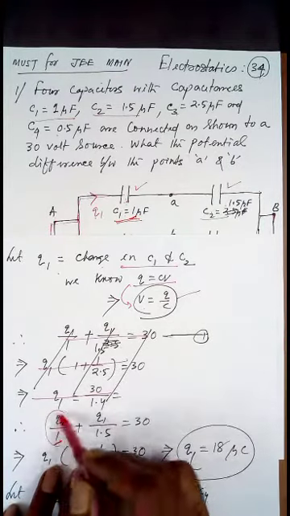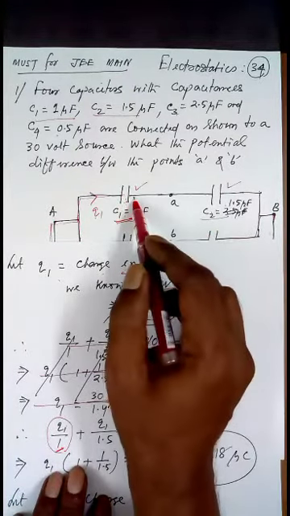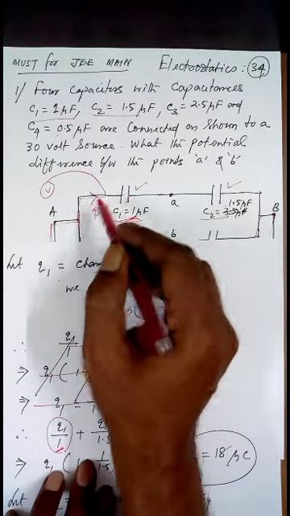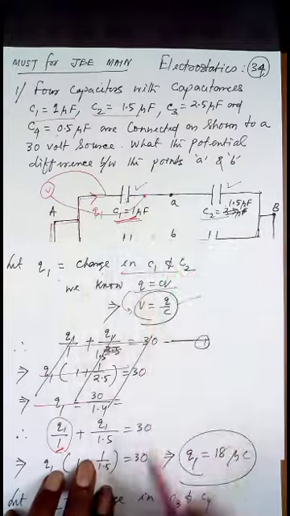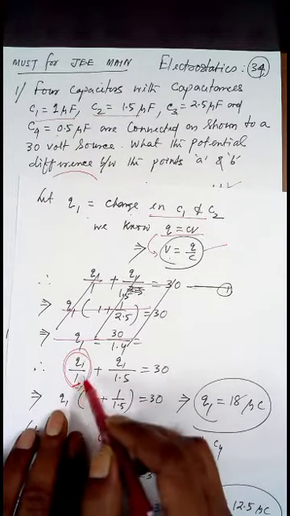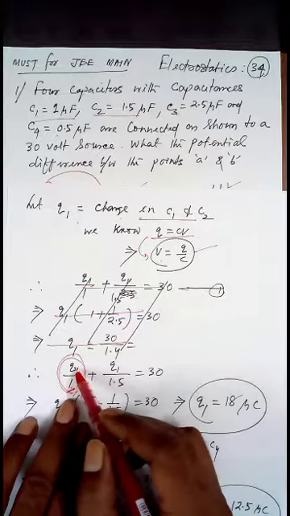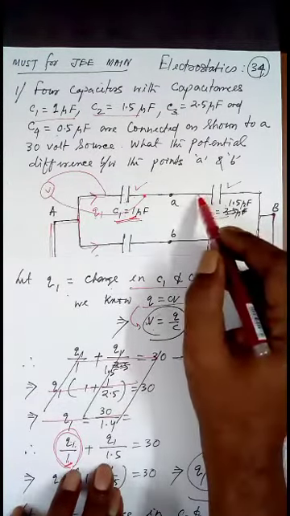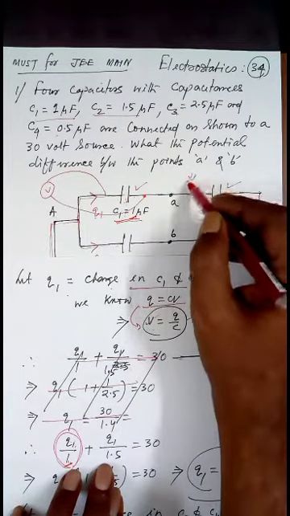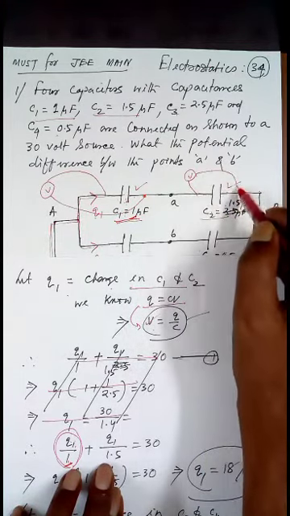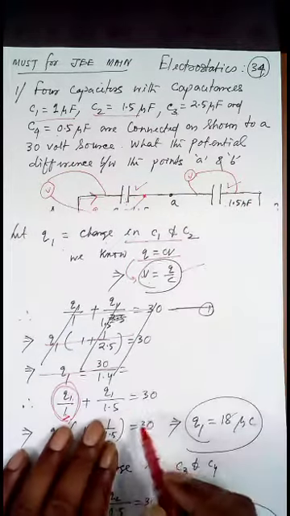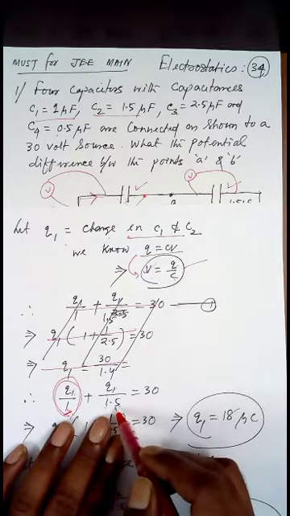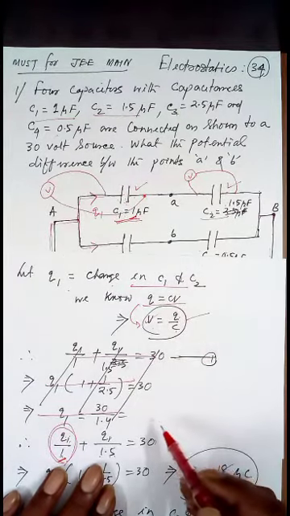Now, this is the potential across this capacitor. Means if you connect a voltmeter, one end here and the other end here, you will get this reading, Q1 by 1, because charge by capacitance is the potential. Similarly, the potential across this capacitor, if you connect a voltmeter, one side here and one side here, will be Q1 by 1.5, because Q by capacitance, its capacitance being 1.5, is the voltage.